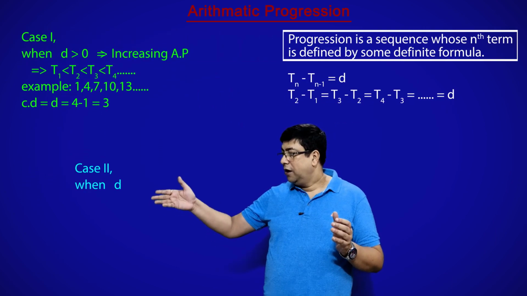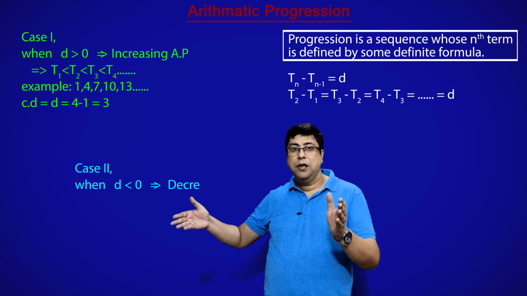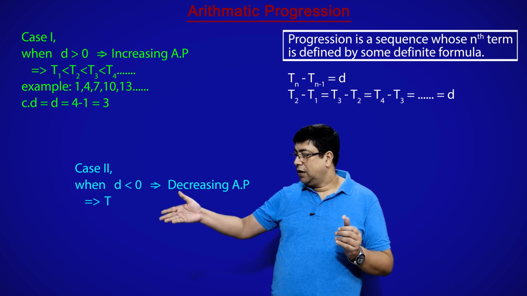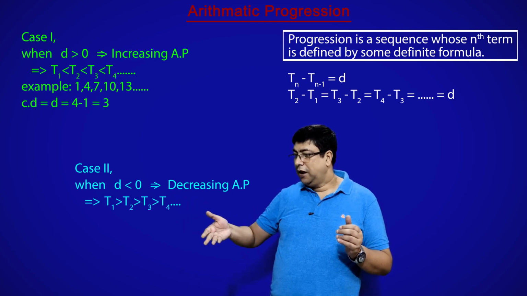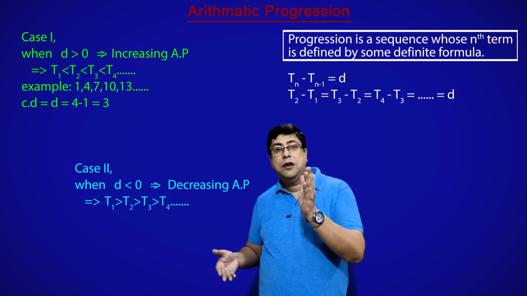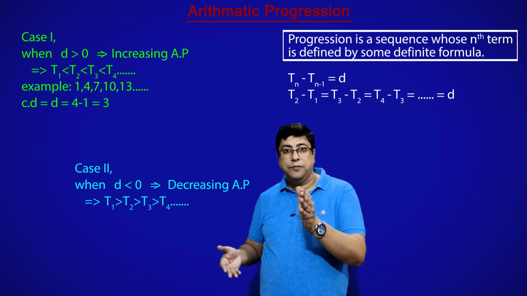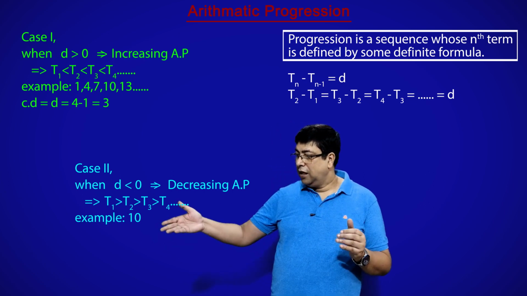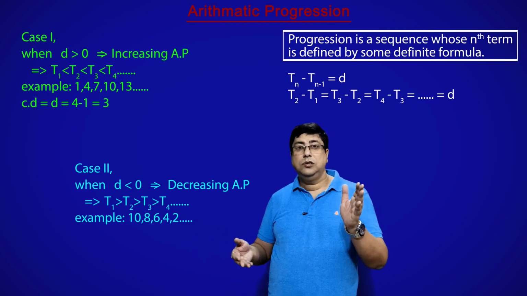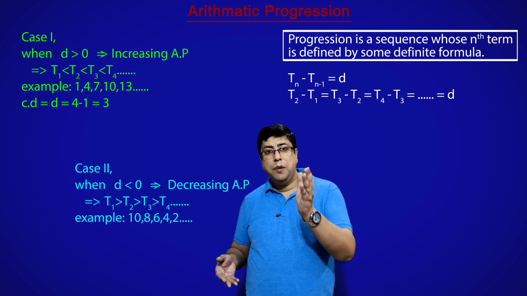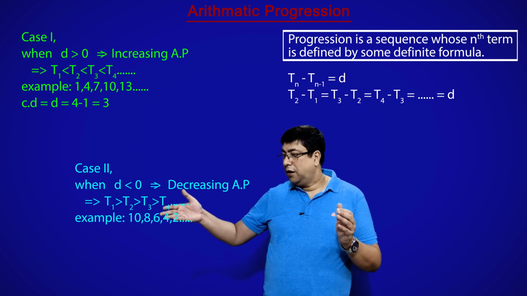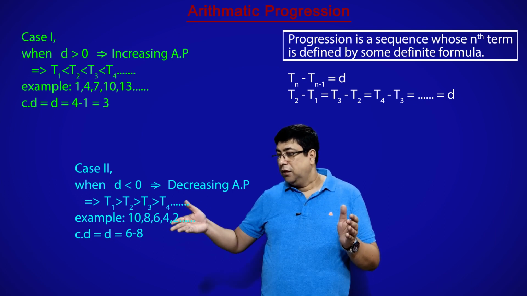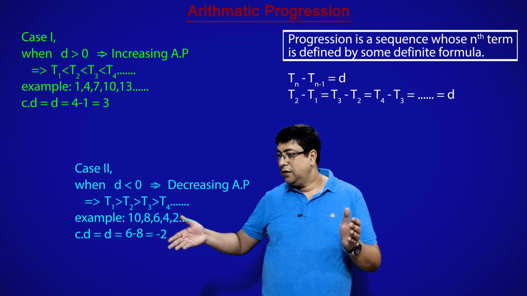Now case 2, where d is less than 0. This is called a decreasing AP. That is T1 greater than T2 greater than T3 greater than T4. In this case, the terms are decreasing, so d is less than 0. Everybody, I am giving an example of this AP: 10, 8, 6, 4, 2. This is an example of a decreasing AP. You can understand just by seeing this that the terms are decreasing. In this case, d is any second term minus first term, that is minus 2.